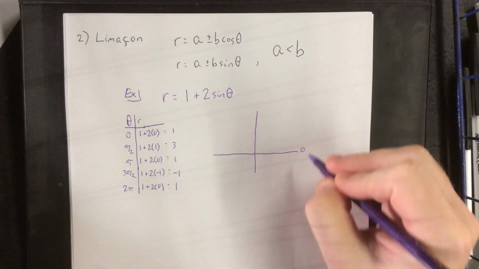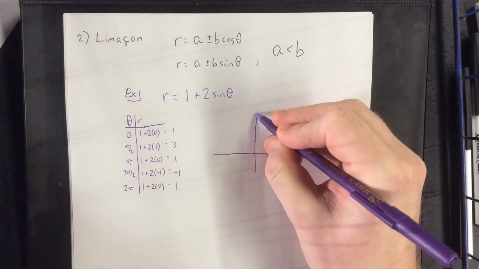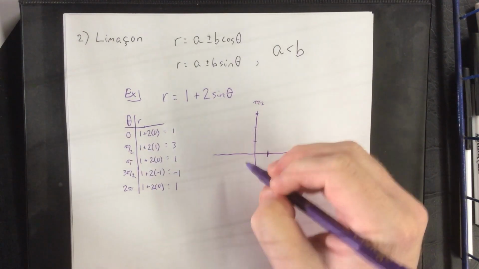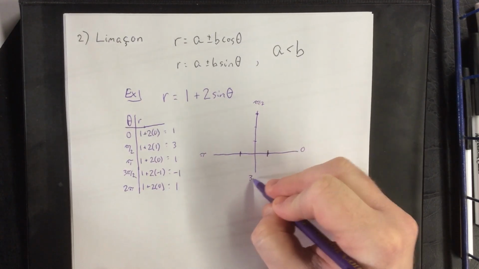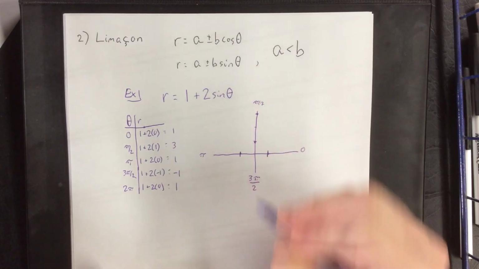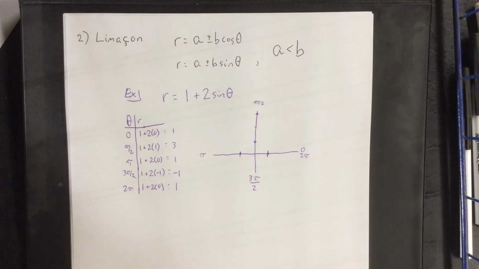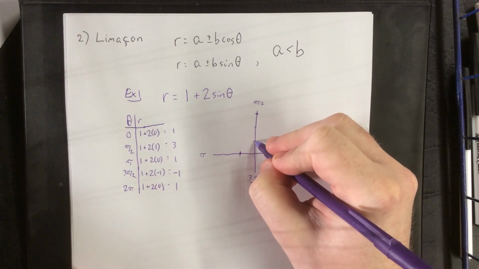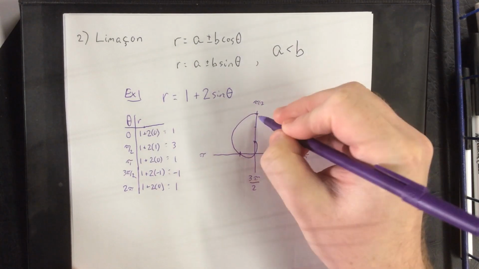So in the direction of 0, r goes out 1 unit. In the direction of pi over 2, r goes out 3 units. In the direction of pi, r goes out 1 unit. In the direction of 3 pi over 2, however, r goes out negative 1 units. So that'll take us back up here. And finally back to 2 pi, that'll be out 1 unit. I'm going to do my best with this, but it's been a while since I've drawn a limaçon. Let's try this out. Okay, like this, and then like that. Cool.